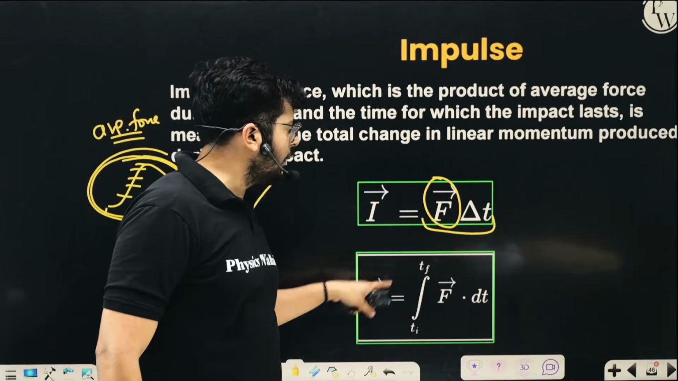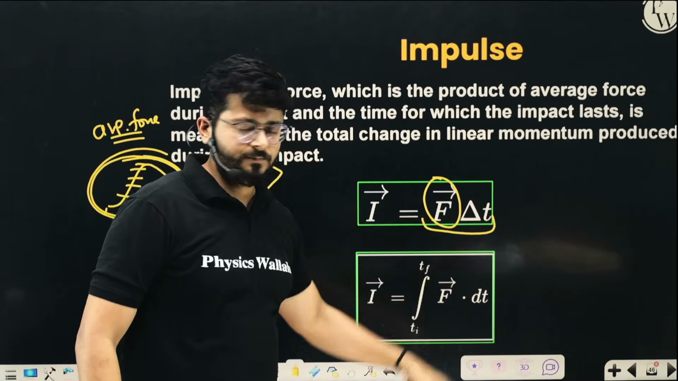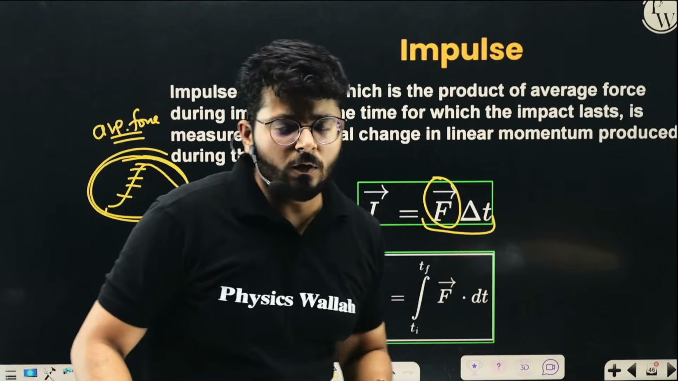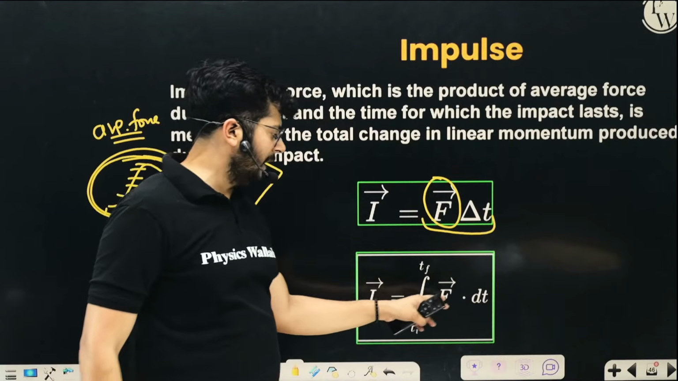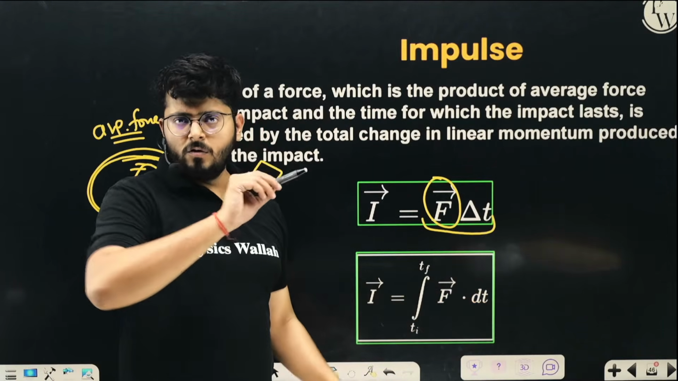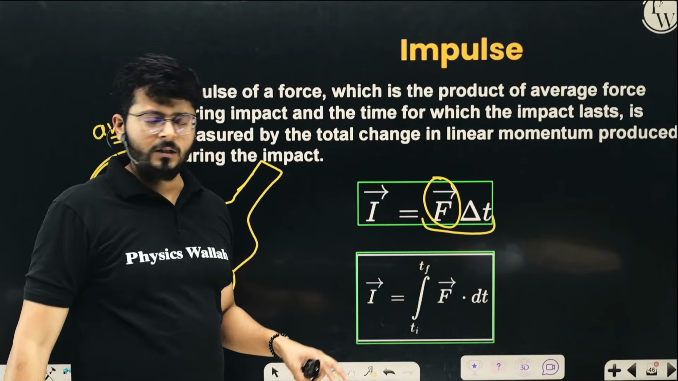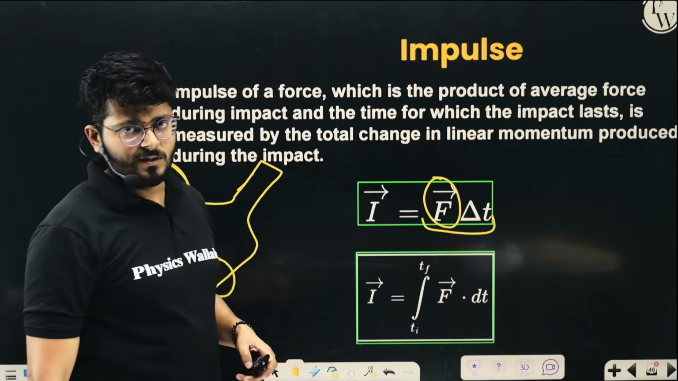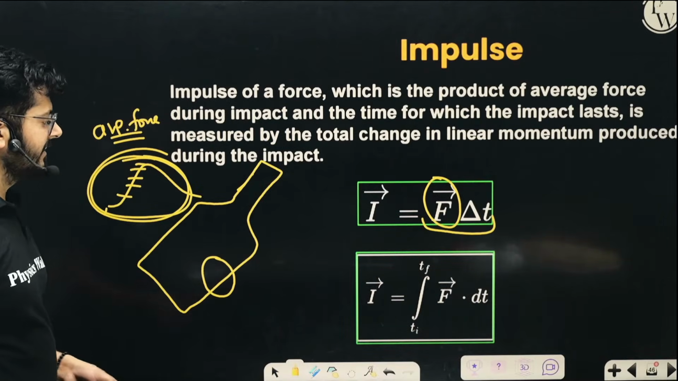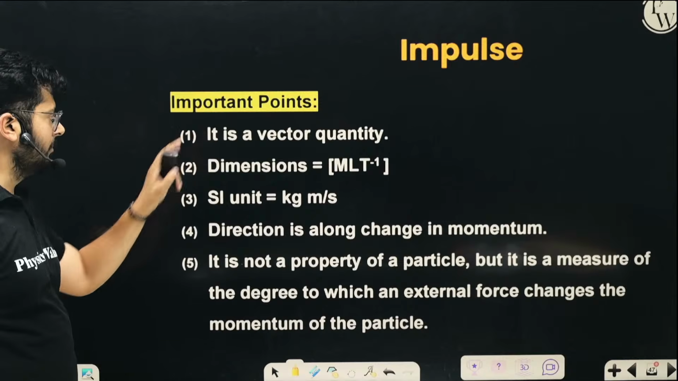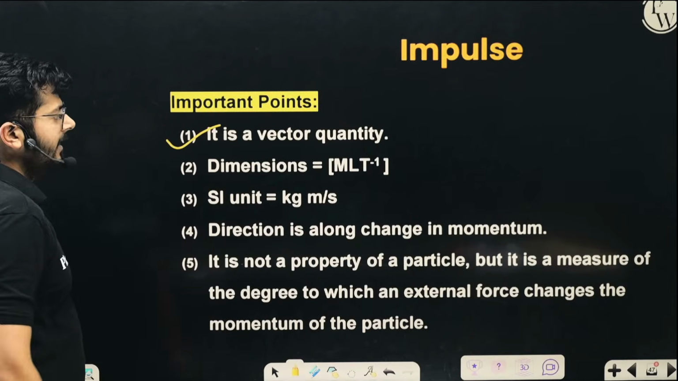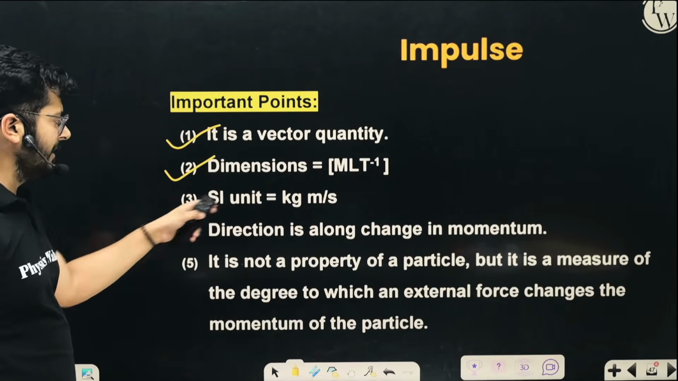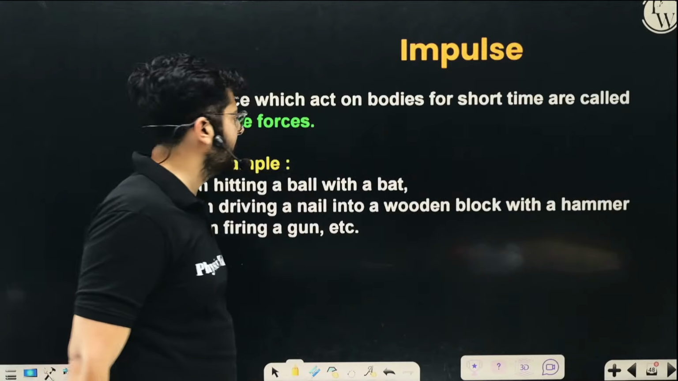In the integral format, the impulse is like this. So here you can say that if you have a force time curve, how the force is changing with time acting on the body, you can take the area under the curve and calculate the impulse. You can calculate the area under the curve and get the impulse. So impulse is nothing but a vector quantity. Its dimension is MLT^-1, SI unit is kilogram meter per second, and all of that.